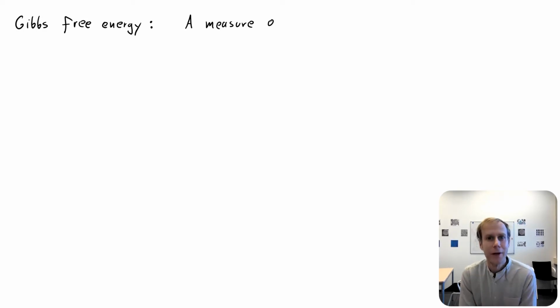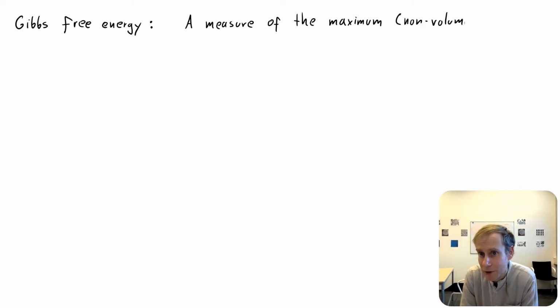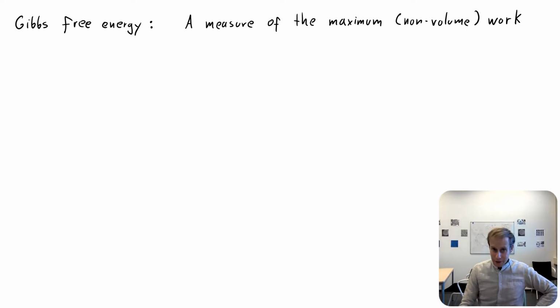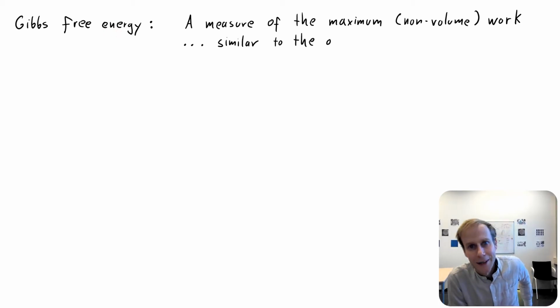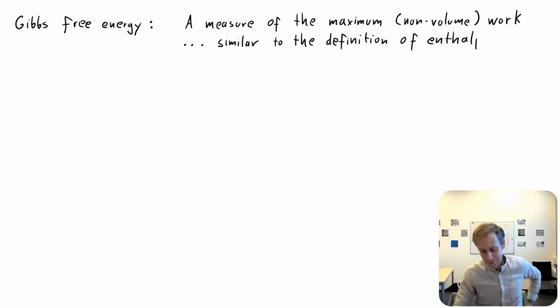Okay, so let's begin with the first part. The Gibbs free energy as a measure of the maximum non-volume work a system can perform. Remember from the last knowledge clip, non-volume work is very important for many biological processes. The definition of the Gibbs free energy is actually quite similar to the definition of the entropy, as we will see in the following.